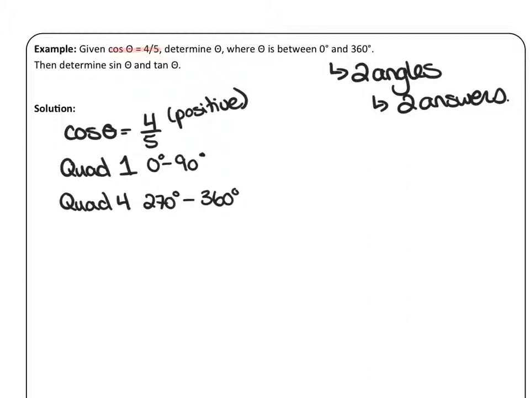So the first thing to know is that your calculator is only going to give you one of those answers. But that is okay because once your calculator gives you one of those answers, you can easily find the other one by doing what's written on our little chart, which I'm going to explain in a sec. Usually the calculator defaults to quadrant 1.